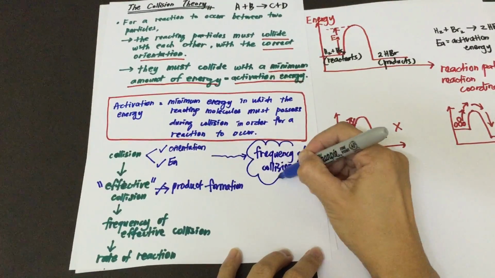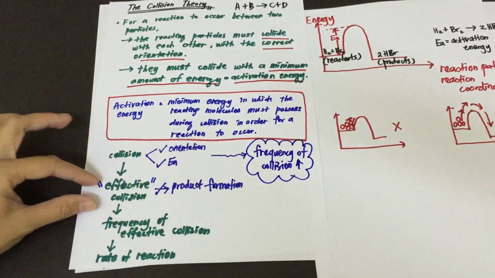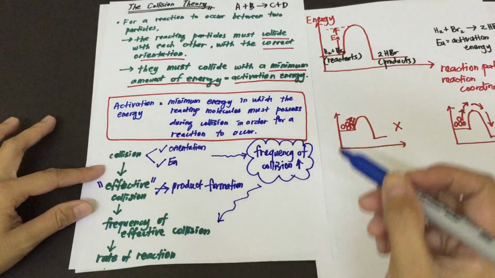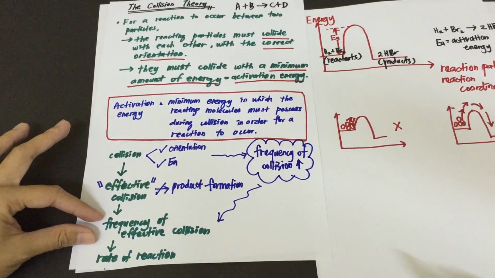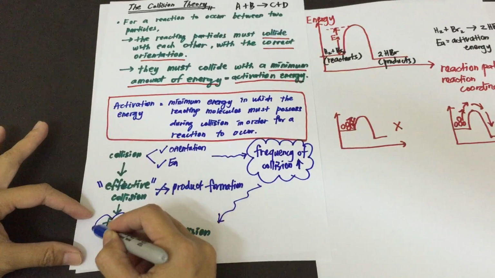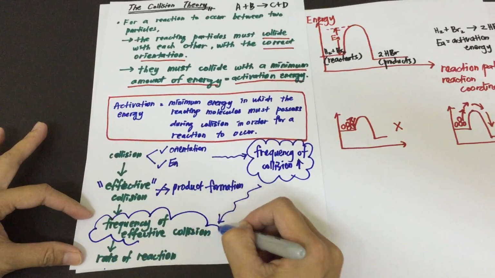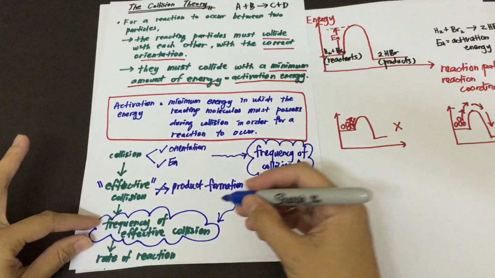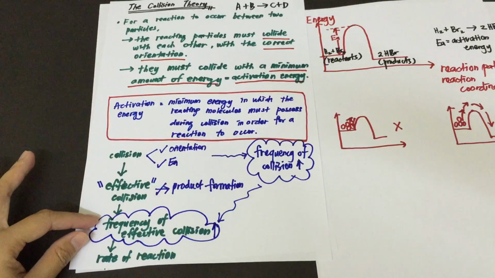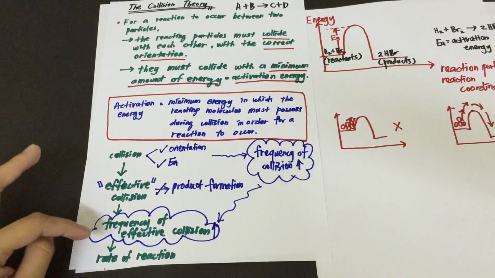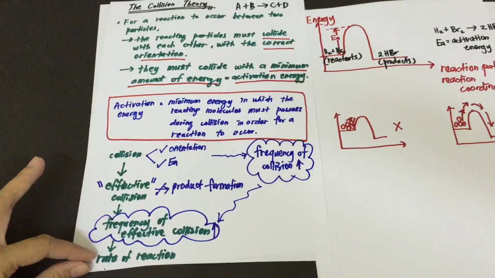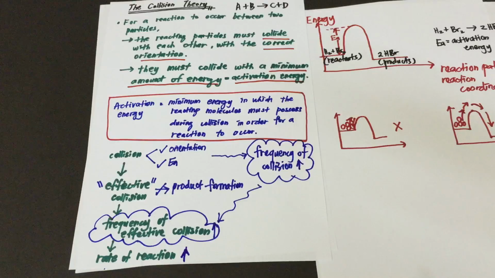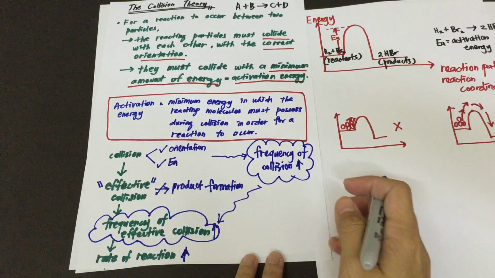When the frequency of collision increases, definitely the chances of effective collision will increase as well. So we come to here: frequency of effective collision increases. From the frequency of collision increasing, we come to say that the frequency of effective collision will also increase. When the frequency of effective collision increases, that means the rate of reaction will increase. So these are the three common points to explain in terms of collision theory.